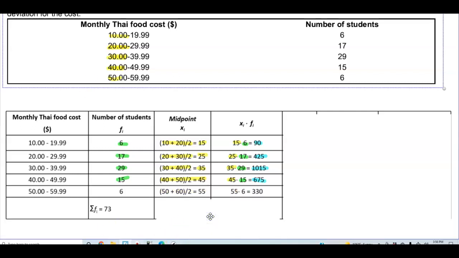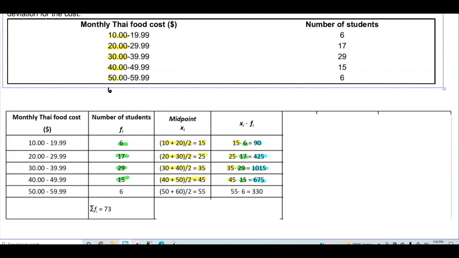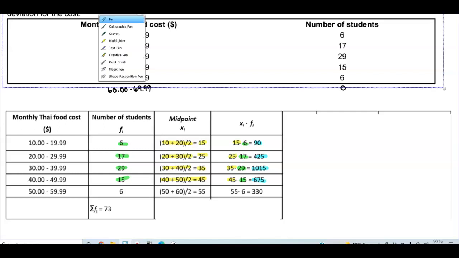The last class is now 50 to $69.99, and the reason why is because we want to include that midpoint of 60. So technically it has a frequency of 0, but it allows us to find the next midpoint, which is going to be 50 plus 60 divided by 2 to give us 55. So we have 55, which is the midpoint. We multiply it by the frequency of 6 to get 330.